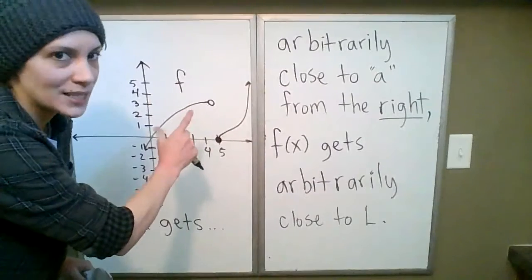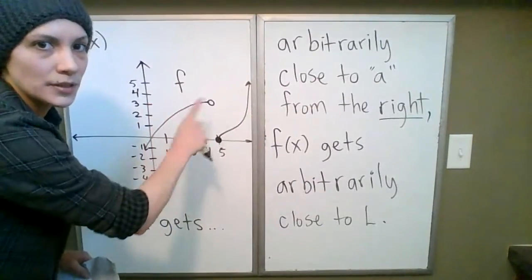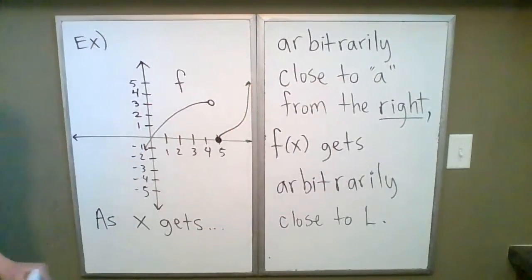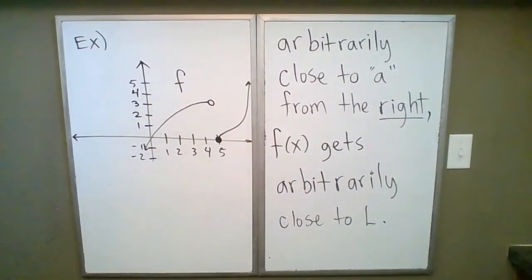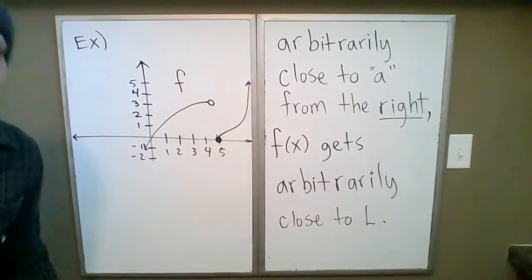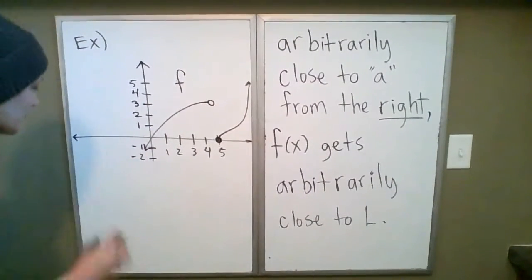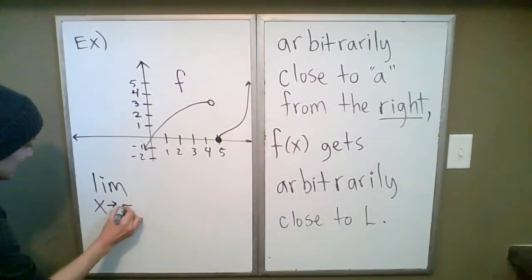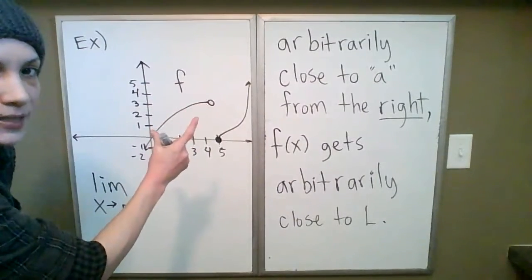So this is a piecewise function. F is this piece and this piece. So it goes over and comes straight down and continues up. Okay, let's do the limit as x approaches 5 from the left of that function f of x.